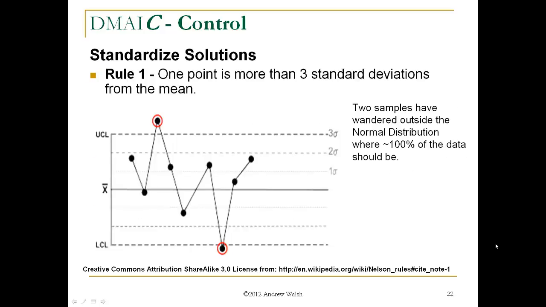Rule number 1. 1 point is more than 3 standard deviations from the mean. As we see, 2 points have exceeded the upper and lower control limits here. Now, 2 samples have wandered outside the normal distribution where really about 100% of the data should be. The upper and lower control limits bound 99.73% of the data. Why are these points outside that? It does not make sense.